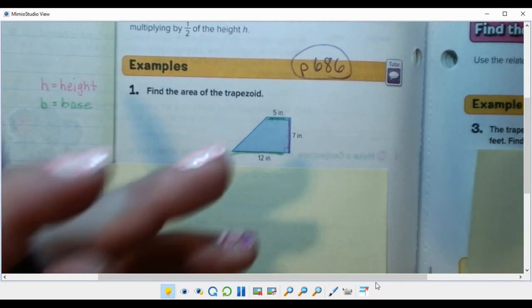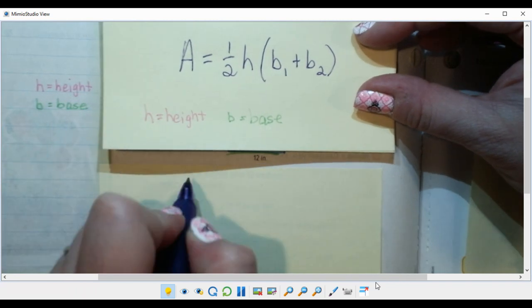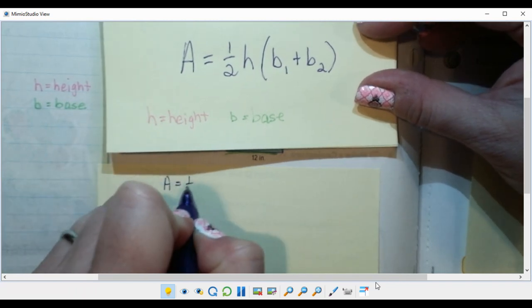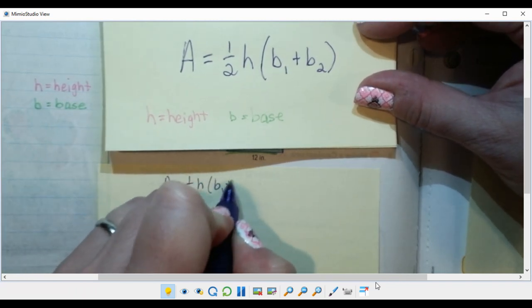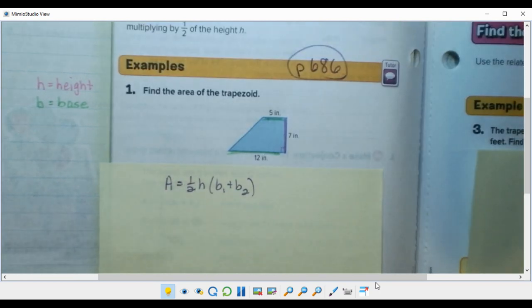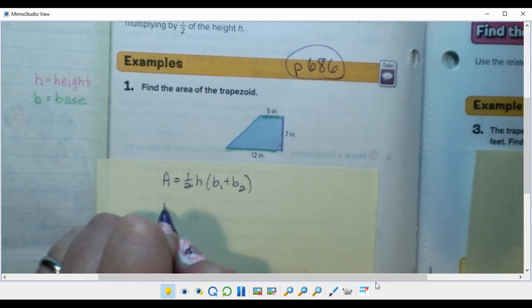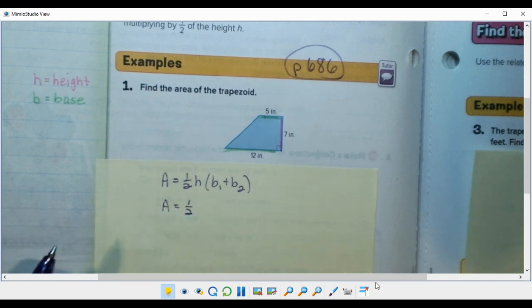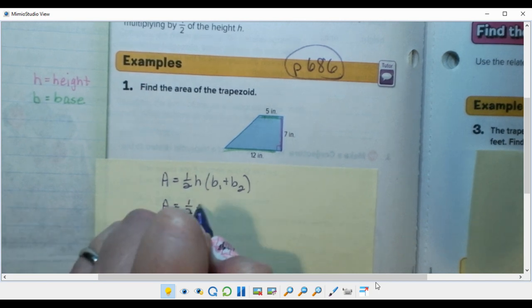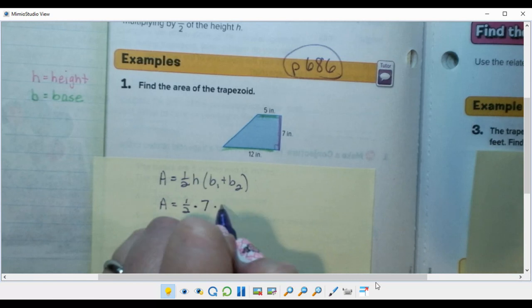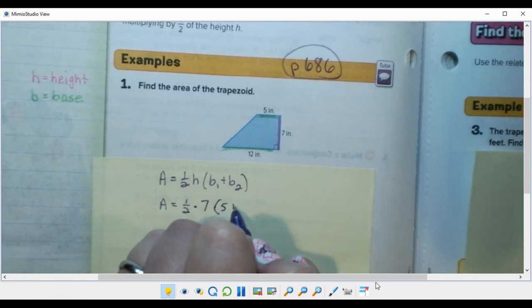I'm going to write out my formula. So area equals 1/2 height times base 1 plus base 2. All right, let's go fill it in. I don't know the area. The 1/2 stays. The height we said was 7. The bases are 5 and 12.